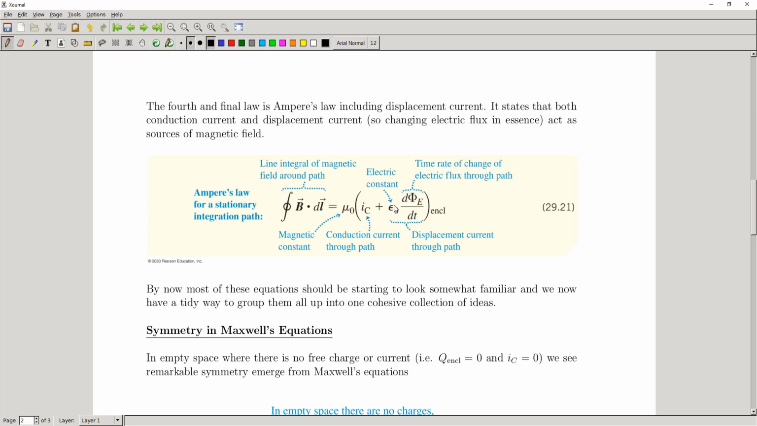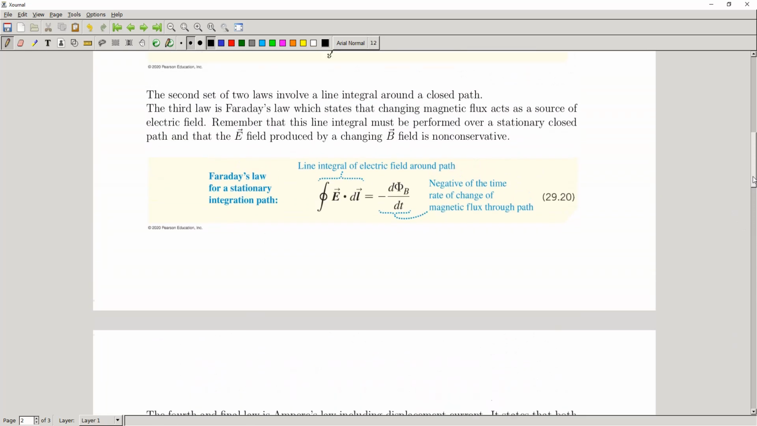And so, one second, have I forgotten to copy some notes in here?